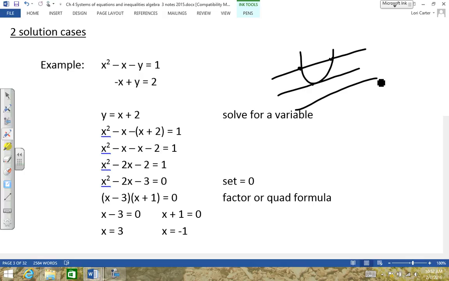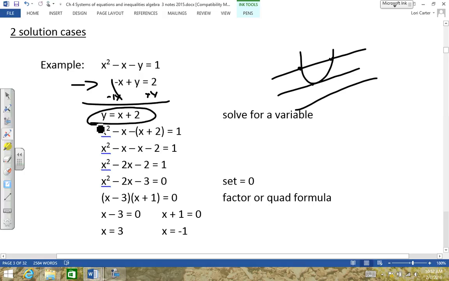Which one do I want to solve? Yes, we want to solve the linear one. Absolutely. So we want to use the linear to make this easy. Y is positive, so I'm going to solve for y. So we add x to both sides. Everybody good so far? So you got y equals x plus 2. We're going to plug that into your first equation. So take out your y and plug in your x plus 2.